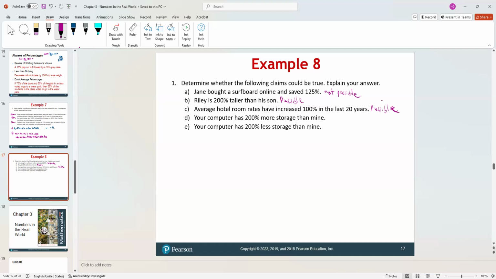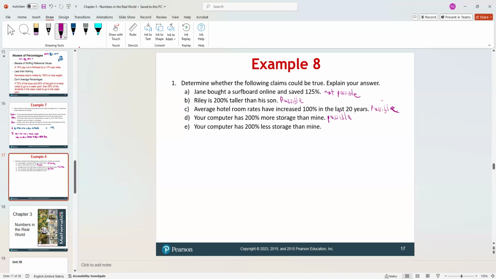Now, let's see the next one about your computer. Your computer has 200% more storage than mine. That's definitely possible. Some computers really have a lot of memory. This means your computer has three times the storage of my computer, which is definitely true, right?